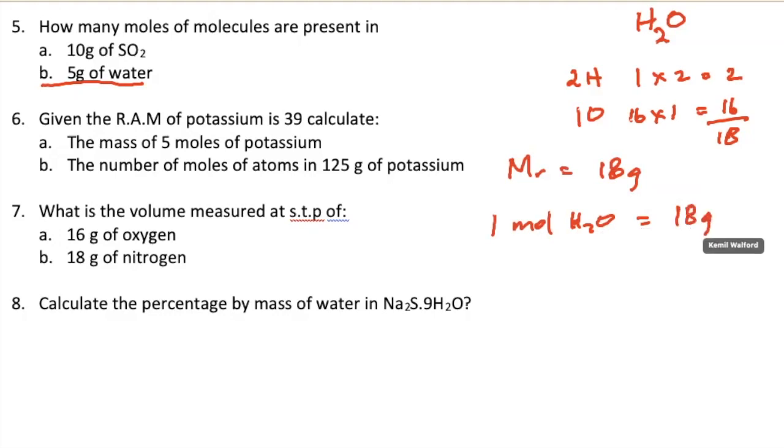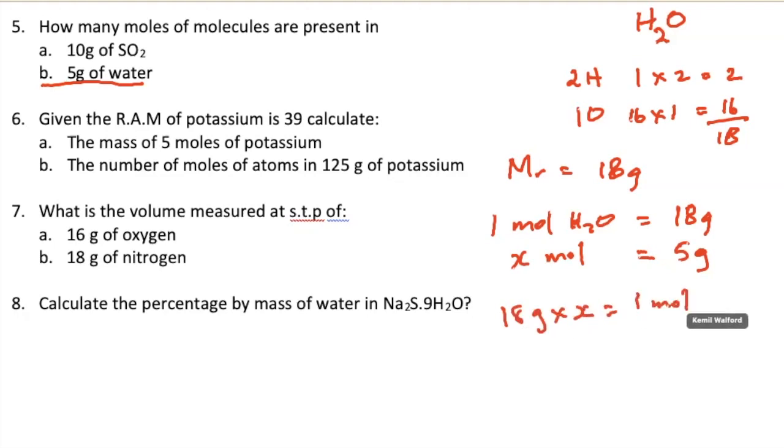So we're saying how many moles of water would we have if we had not 18 grams, but if we had 5 grams? So in your mind, you should be thinking now, okay, so 1 mole is 18 grams. So if I have 5 grams, I should have less than 1 mole because 5 is less than 18. So of course, when we cross multiply, we'll end up with 18 grams times X is equal to 1 mole times 5 grams. We want to make X the subject, so we divide by 18 grams.